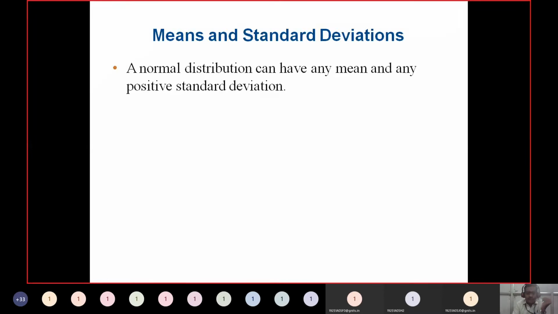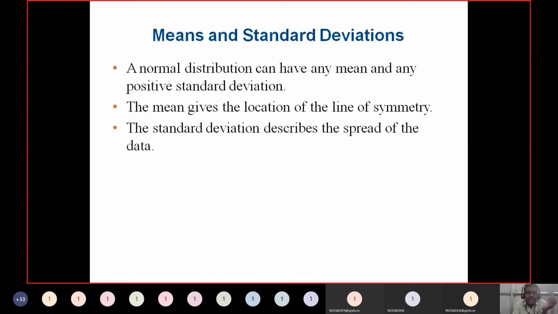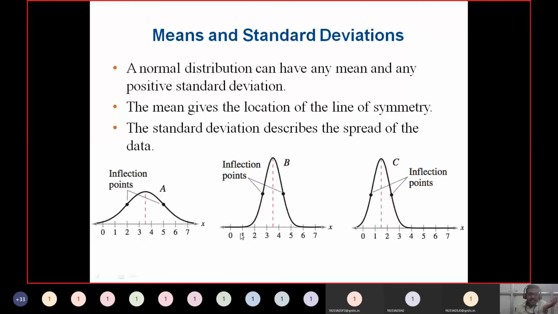I said we can have infinitely many normal curves with different means and different standard deviations. The mean gives the location of the line of symmetry. Standard deviation describes the spread of the data. The larger the standard deviation, the lesser the height of the curve. When the standard deviation is less, the height of the curve will be more. In the last class we saw graphically how different normal curves look for different standard deviations and different means.